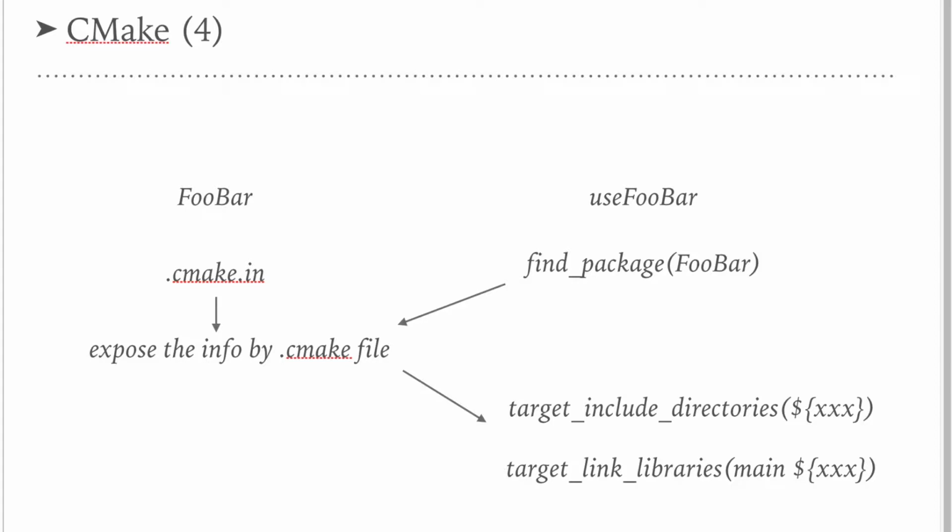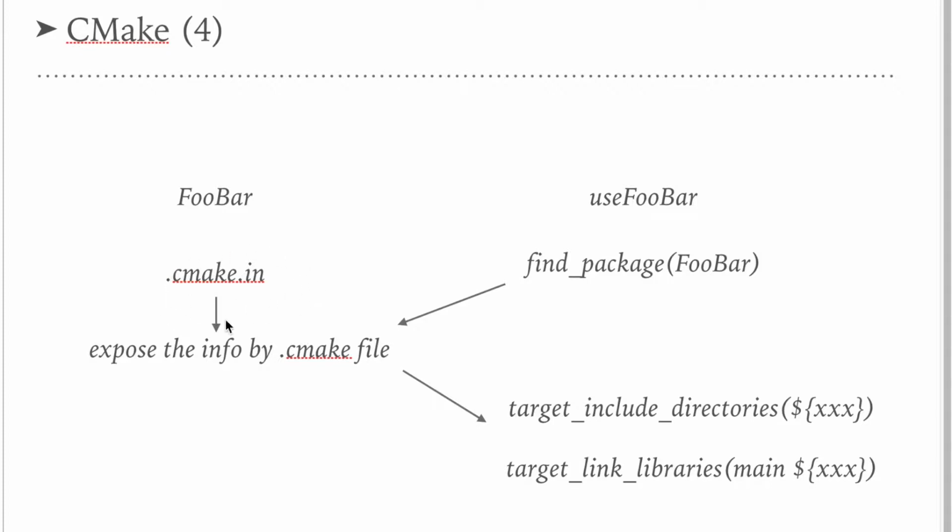Before the real examples, I will discuss how it works in general. For example, I have two projects. The first is foobar, and the other is useFoobar. In the CMakeLists of useFoobar, we will use find_package(foobar) to get the necessary information, such as the path of the libraries and the path of the include directory. That information is recorded in this .cmake file, and this .cmake file is generated from the .cmake.in file.